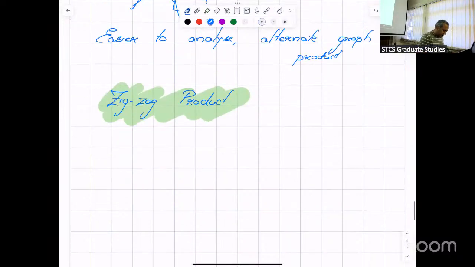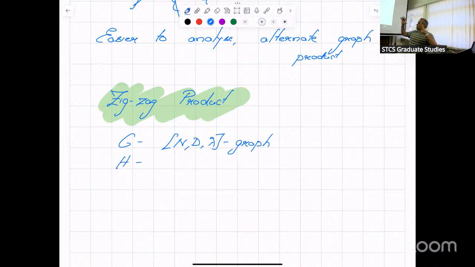Zigzag, once again, G will be an (N, D, lambda) graph, say lambda for now. H, once again, think of G as a graph on a large number of vertices, where the degree is large, and we want to reduce its degree. And H is a graph on capital D vertices, its degree is small d, and say it has some eigenvalue.